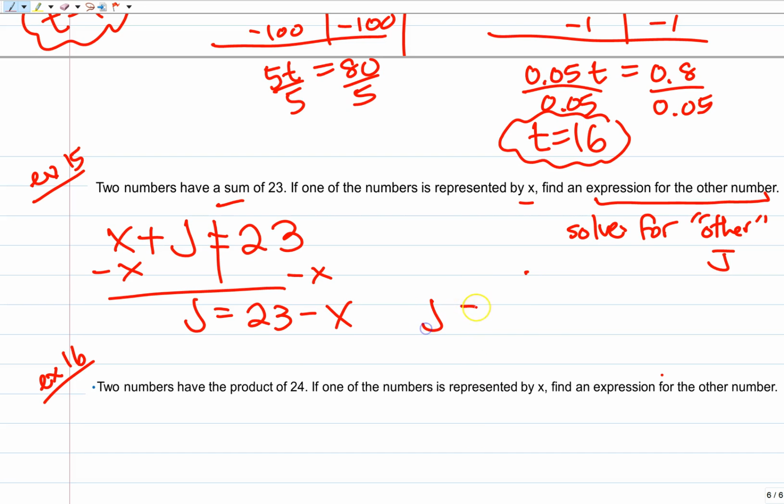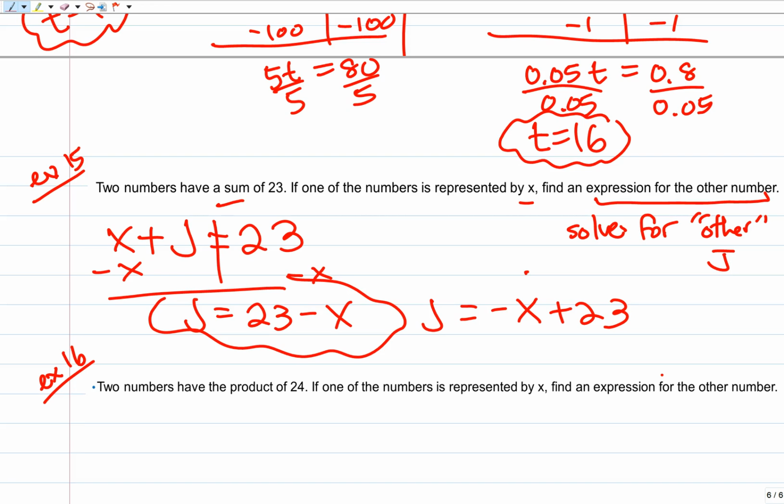Or if you want to get more complicated, you could put the x first. But I actually like this better this time, because here's the logic of what you just said. If two numbers add to 23, what if the first number was 5? What would the second number be? Wouldn't it be 23 minus 5 is 18? Right? What if the first number was 10? Then 23 minus 10 would be 13. So this is an equation where we could get answers really quickly.